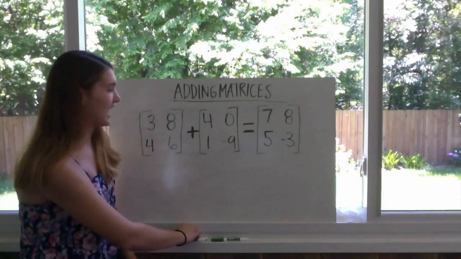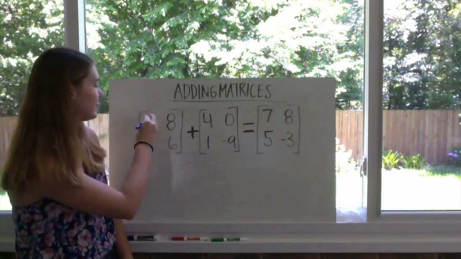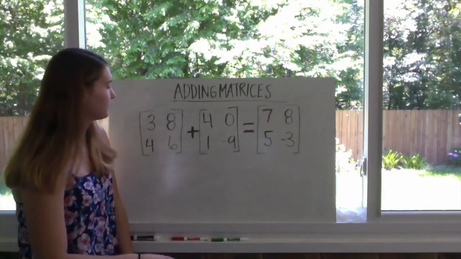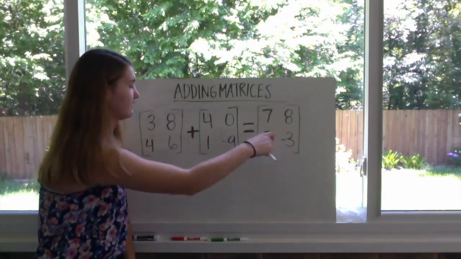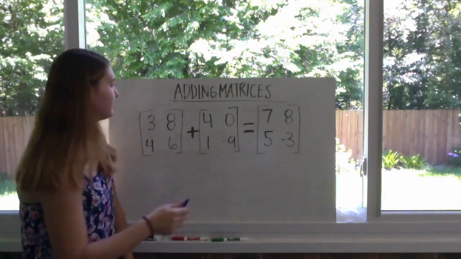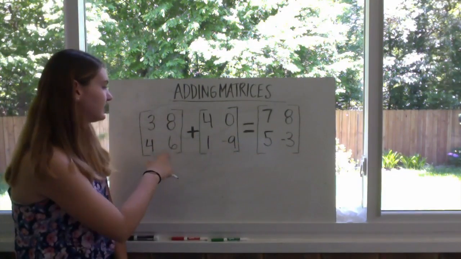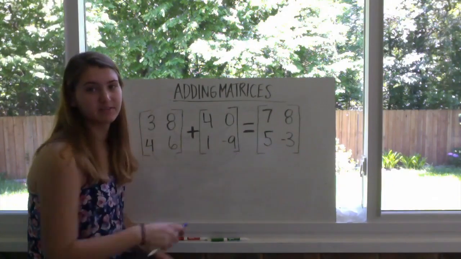To add the matrices, you take this number and add it to this number, which would give you 7. 3 plus 4 is equal to 7. So that's how you get that number. Then 8 plus 0 is equal to 8. You can do the same thing for the bottom: 4 plus 1 is equal to 5, and then 6 minus 9 would give you negative 3.